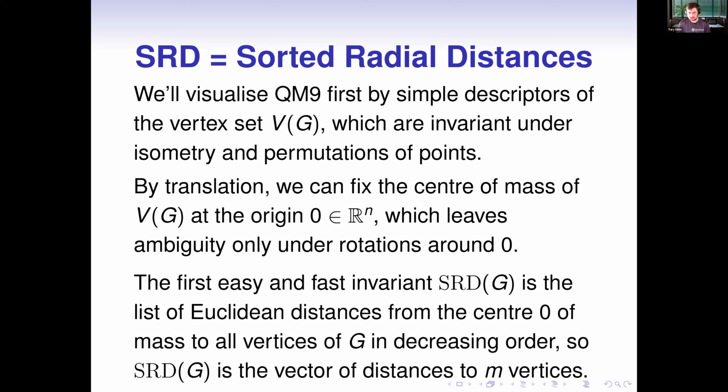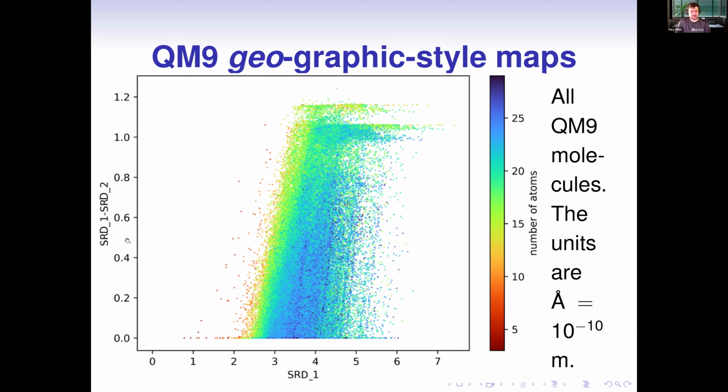So here's some visualization for the QM9 database. Here we have SRD1, which is, I think, the distance from the closest atom to the center of mass, and here is the distance from the closest one. Actually, Vitaly, do you remember that? Did we have it from the largest to the smaller here? Because here we have SRD1 minus SRD2, but the values are positive.